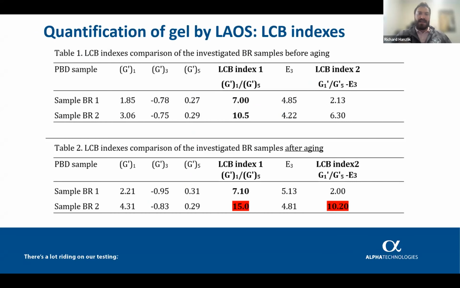And this is in line with what we get from our LCB indices. If we look on the right-hand side, we get sample BR1, sample BR2. We've got values of 7 and 10.5 compared to 2.1 and 6.3. And then in table 2, looking at BR1 versus BR2 after the heat aging, we see not much of a change on BR1, but on BR2, we do see a significant increase in that gel content.